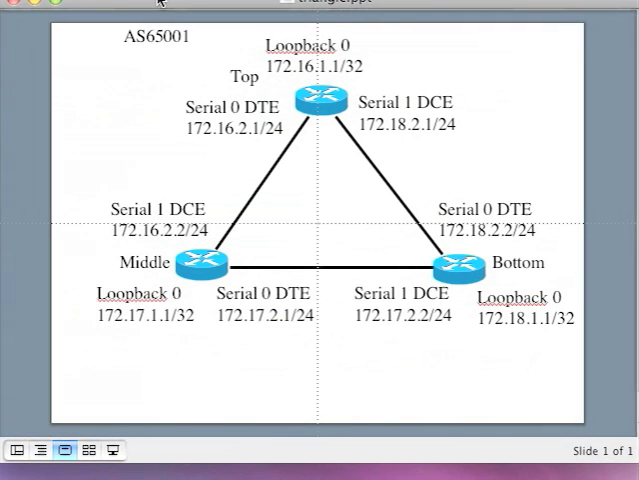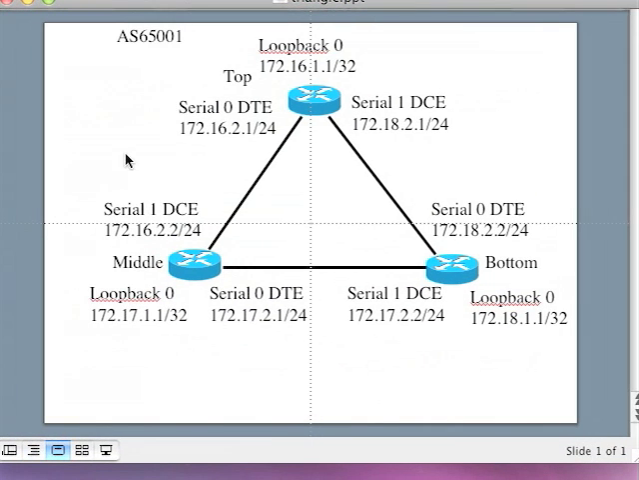This is the network we're going to be working with today. We have 3 routers. All of them are inside our autonomous system 65001. And we are going to create iBGP sessions between the loopback IP addresses on our 3 routers in a full mesh. And we're going to see what that buys us.